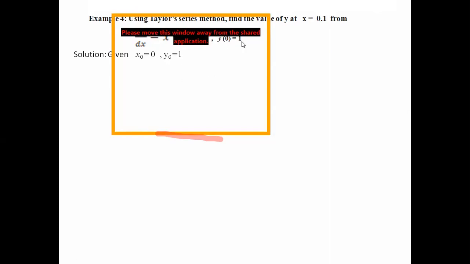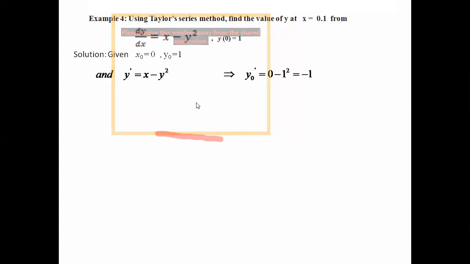Here also x naught is 0, y naught is 1, and y dash is f of x, y. That means the right hand side is x minus y square. So first find the value of y dash at the point x is x naught, y is y naught. It is obtained by putting x is x naught, y is y naught. Here x naught is 0, y naught is 1. So 0 minus 1, so we get minus 1.